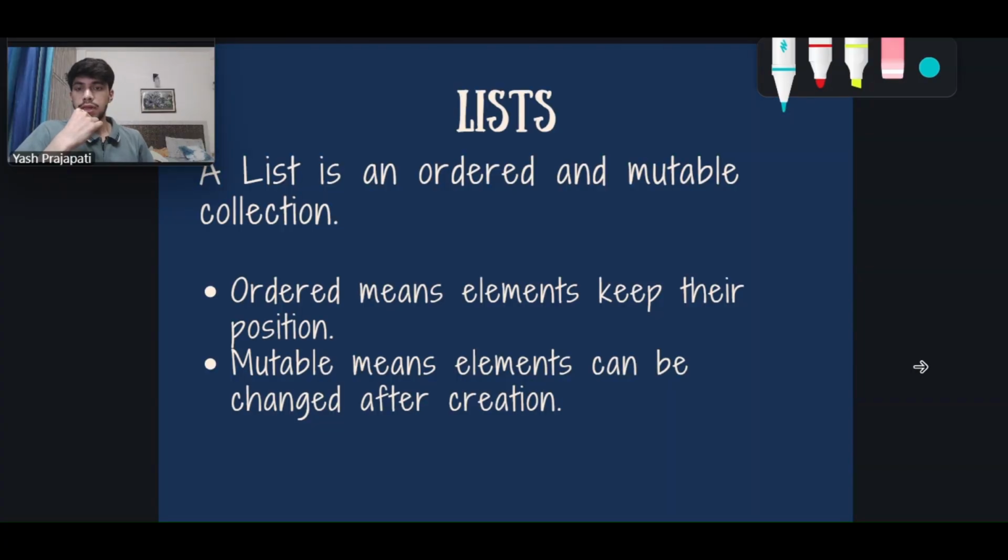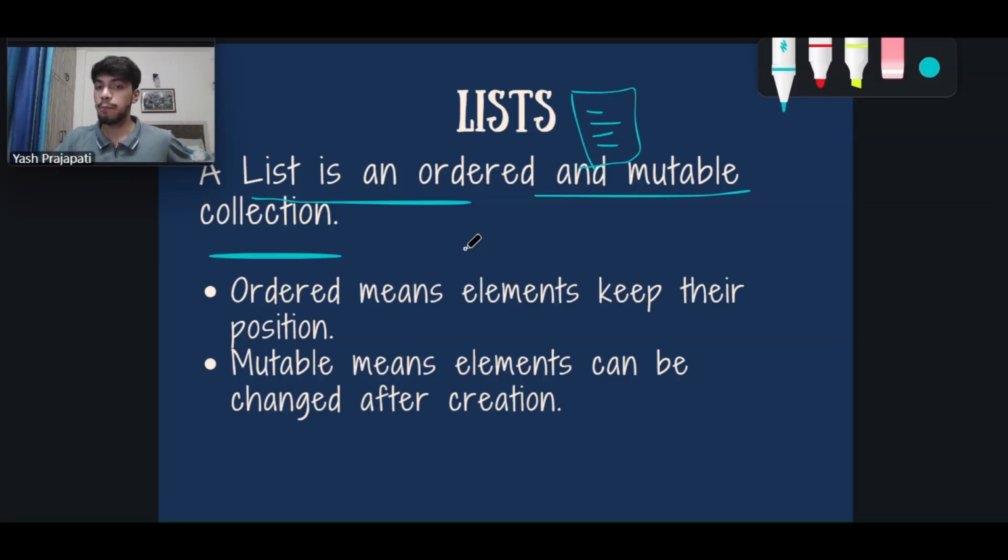First is a list. So according to you, what is a list? A list is nothing but a paper with some data. Similarly, a list is an ordered and mutable collection. It has some order, like ascending order or descending order. And what does mutable mean? Mutable means you can modify or manipulate it.